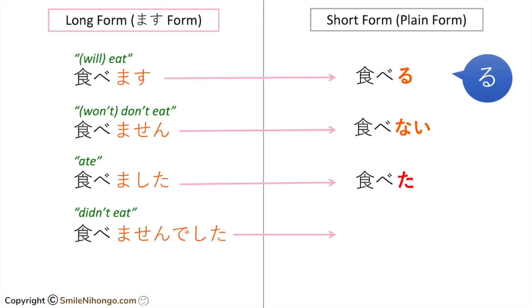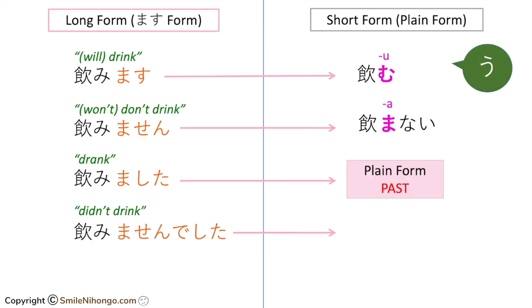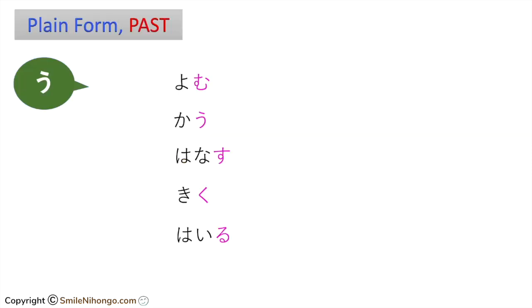Now we are done with the RU verbs. Let's move on to U verbs. As always, the conjugation for U verbs is not as simple as RU verbs. Just like when we learned how to convert them into the plain negative form, the ending letter matters here, okay? Please pay attention to the examples I list here and then see if you recognize any patterns.